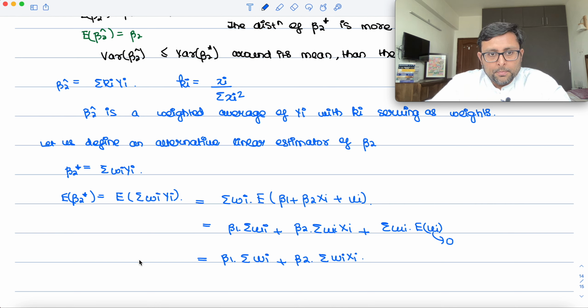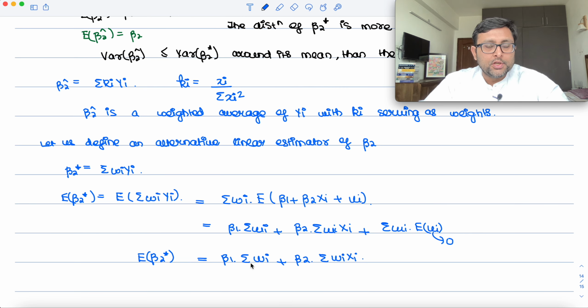Now you tell me, if you want E of beta 2 star to be equal to beta 2, what conditions you have to put on summation of wi and summation of wi xi? You have to say that summation of wi should be 0 and summation of wi xi should be equal to 1, for beta 2 star to be unbiased. This is in the class of linear unbiased estimators, so it is linear and it has to be unbiased also.